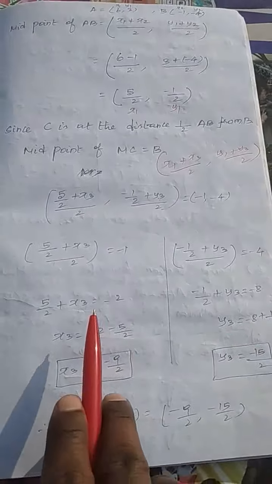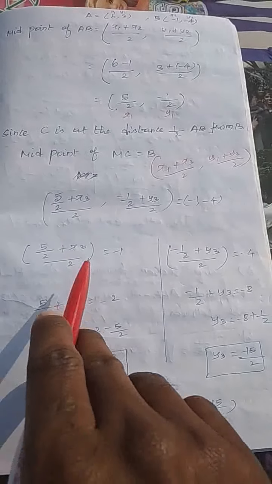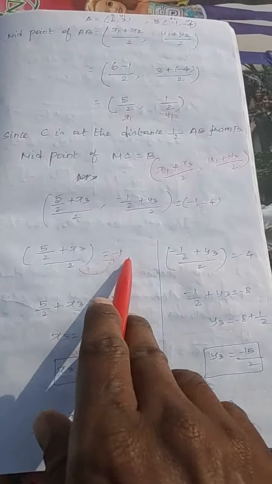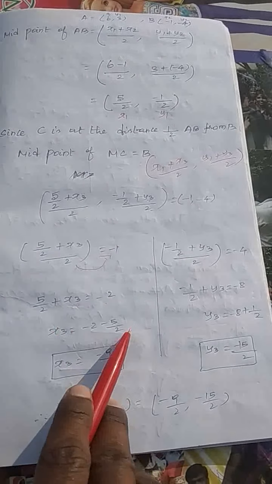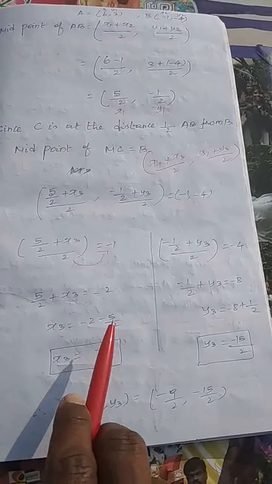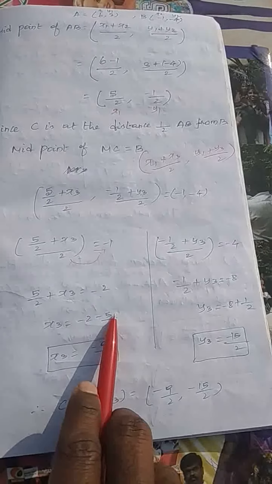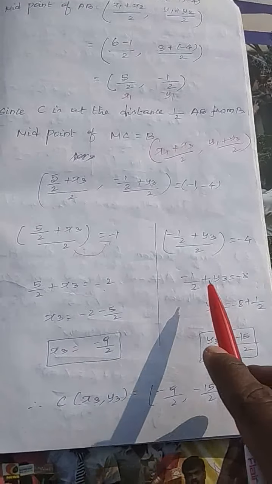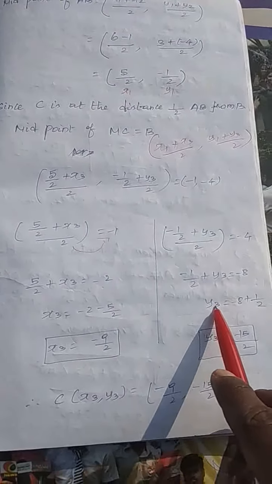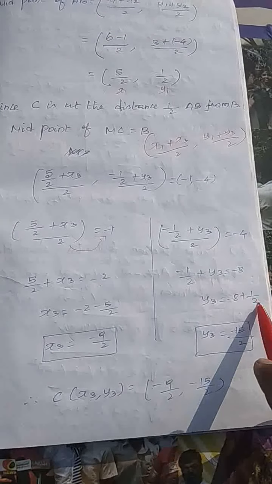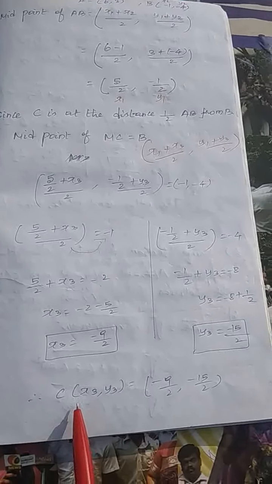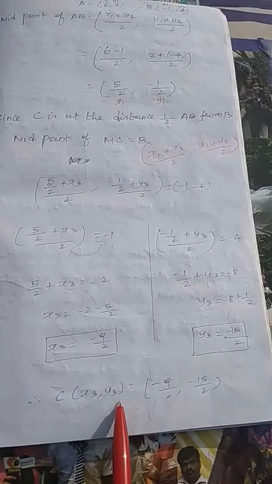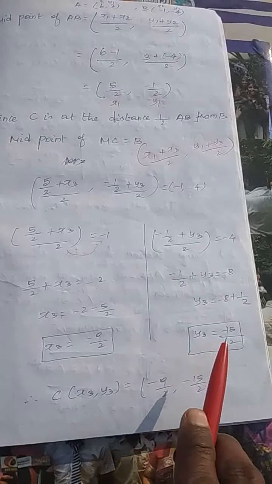So 5 by 2 plus x3 equal to minus 1 into 2, so minus 2. So x3 equal to minus 2 minus 5 by 2. Now x3 equal to minus 4 minus 5 equal to minus 9 by 2. After that, minus 1 by 2 plus y3, so y3 equal to minus 4 times 2 is minus 8, minus 8 plus 1 by 2, equal to minus 15 by 2. So C of x3 comma y3 equal to minus 9 by 2 comma minus 15 by 2.